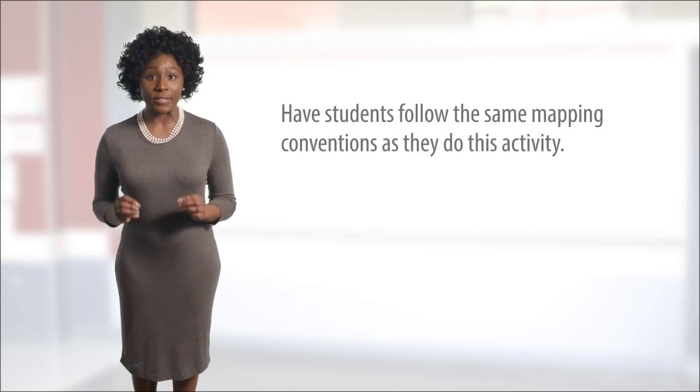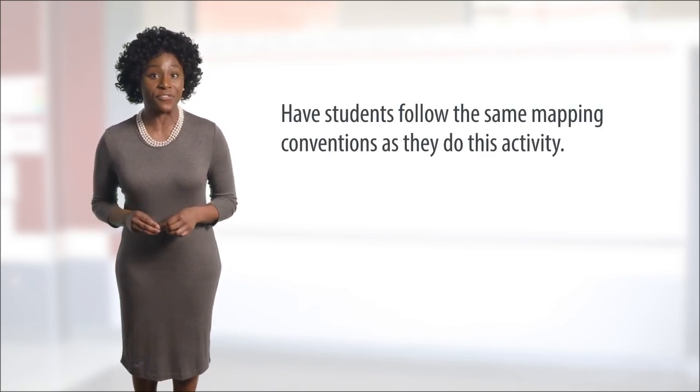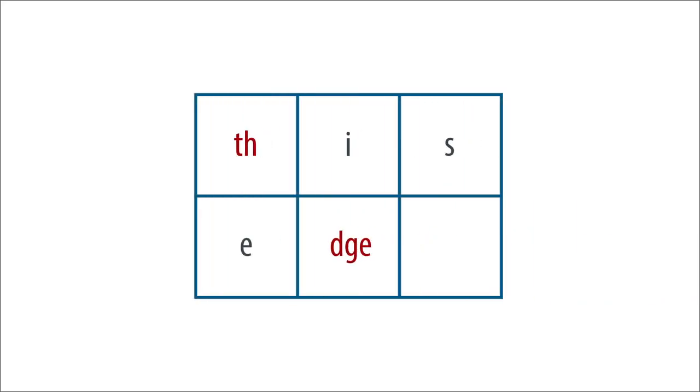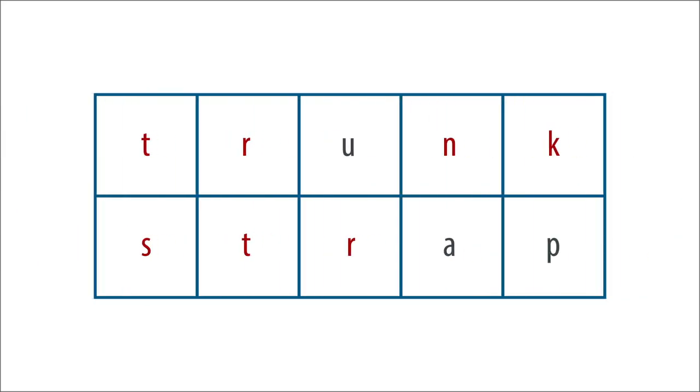Additionally, it's important to have students follow the same mapping conventions as they do this activity. Consonant digraphs, such as TH, and trigraphs, such as DGE, all represent one sound, so they are placed in one box. In blends, where each consonant represents its own sound, the consonants are placed in separate boxes.